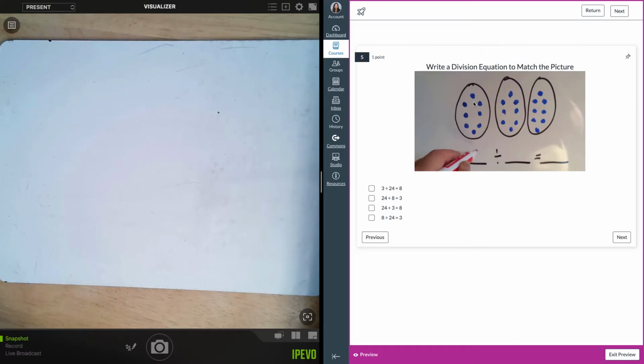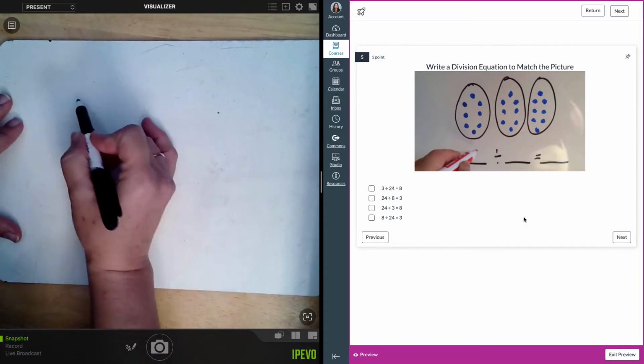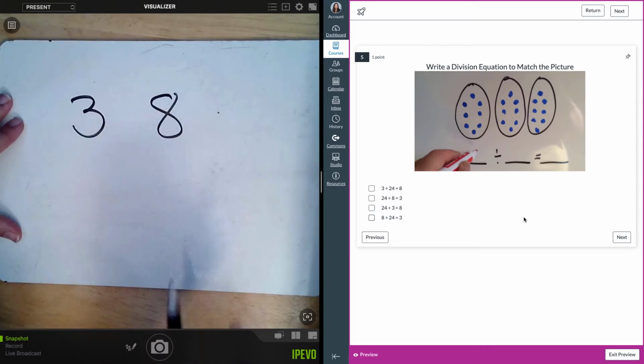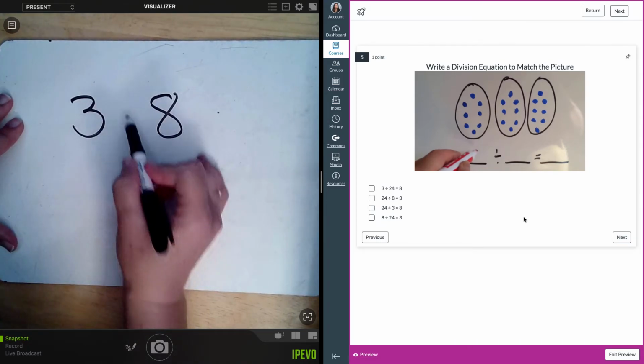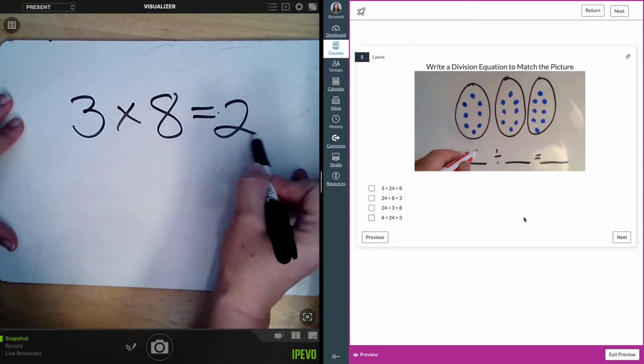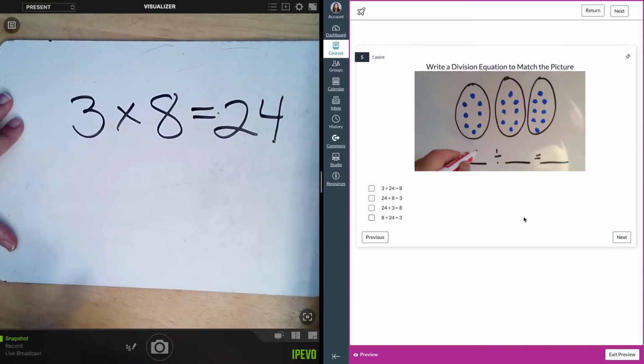Okay, so 1, 2, 3, 4, 5, 6, 7, 8. So I have 8 dots there, and 8 dots there, and 8 dots there. So I know I've got the numbers 3 and 8. And if I multiply those, 3 times 8, I can count those. 3 times 8 is 24.